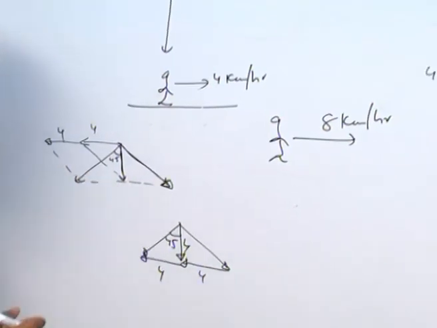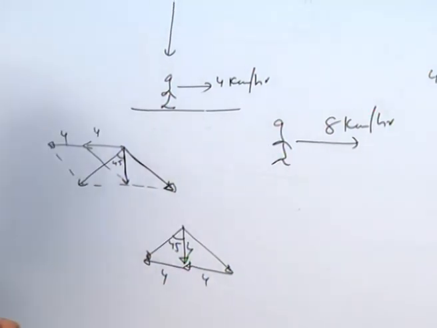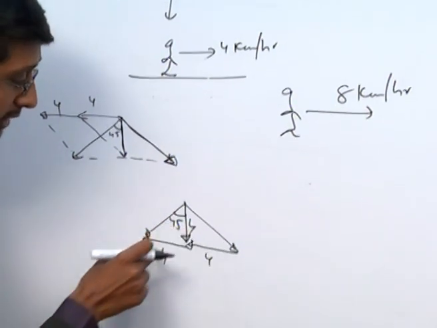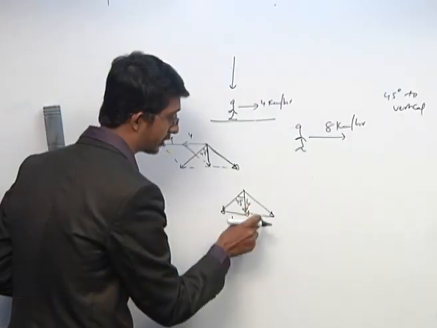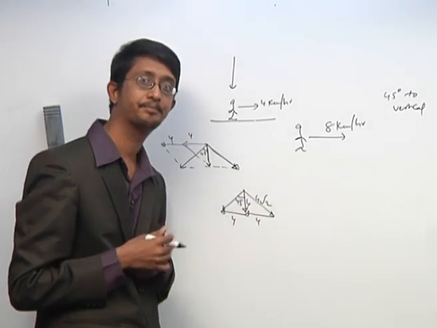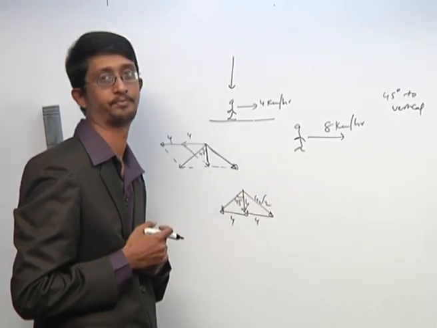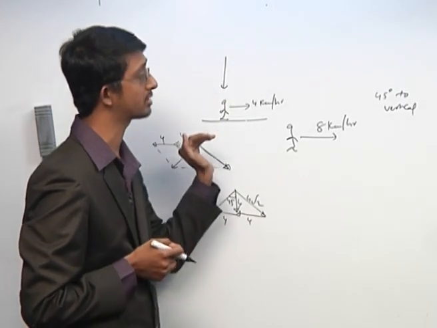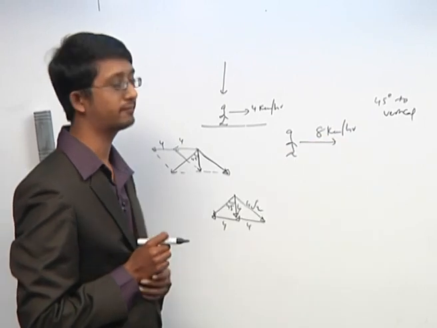It's a vector diagram. You manipulate it exactly in the same way as your geometry. So if this is 45, this is also 45, sides should be equal. If this is 4, that is 4. If this is 4 and this is 4, this should be 4 root 2. You see how simple it is. So the actual velocity of rain will be 4 root 2. Is that clear? So the person is actually going with 4, finds rain vertical. Person going with 8, finds rain at an angle of 45.